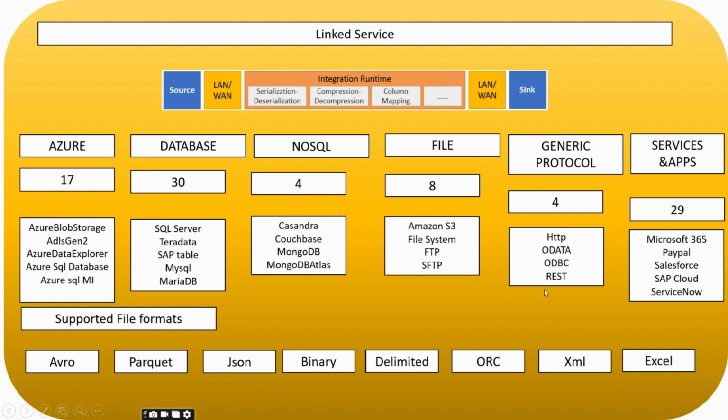So if you take a generic protocol, of course we can connect by using the HTTP endpoints, OData. We can get the OData from the web by using OData, for ODBC we can use ODBC, and of course we can use a REST API. REST API is a booming one, so I hope in an upcoming session we will be discussing more on REST API also. So stay tuned on that one.